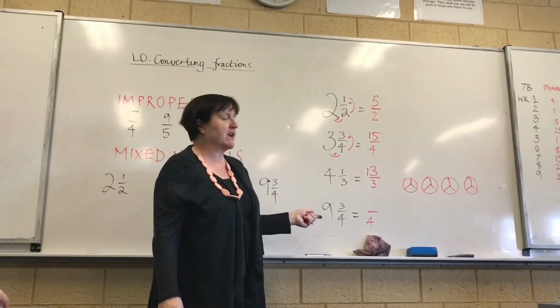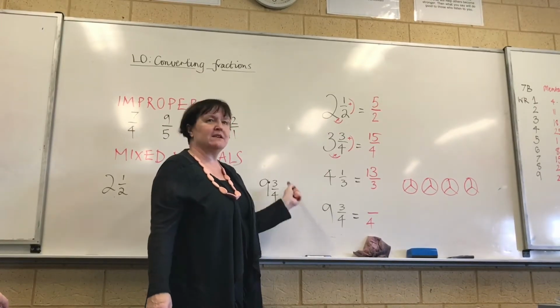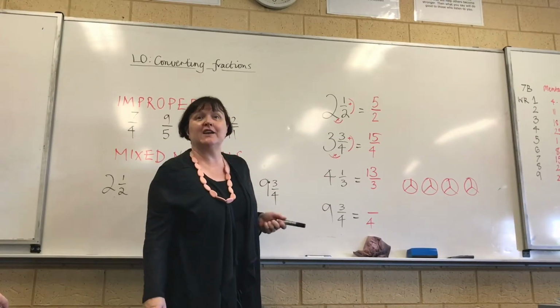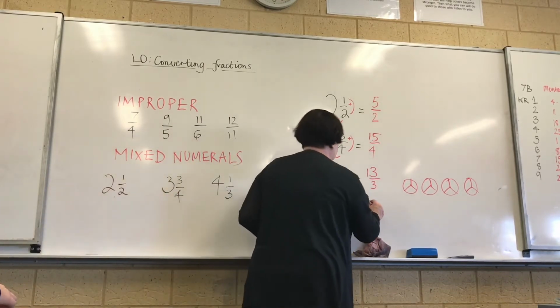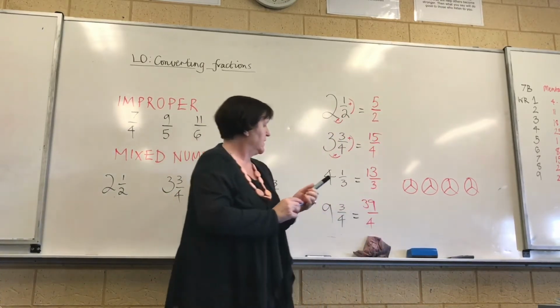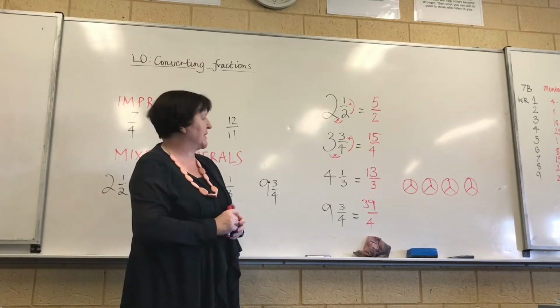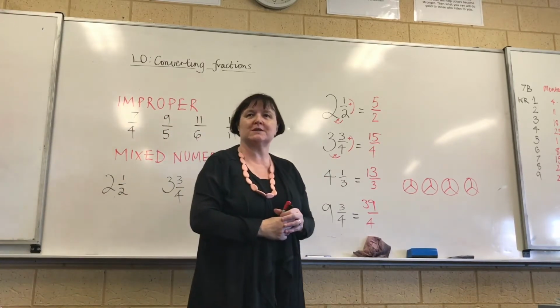And this one, 9 3/4. In 9, how many quarters are there? 36. Add the 3, 39. Well done. So, platform 9 3/4 could also be called platform 39/4.